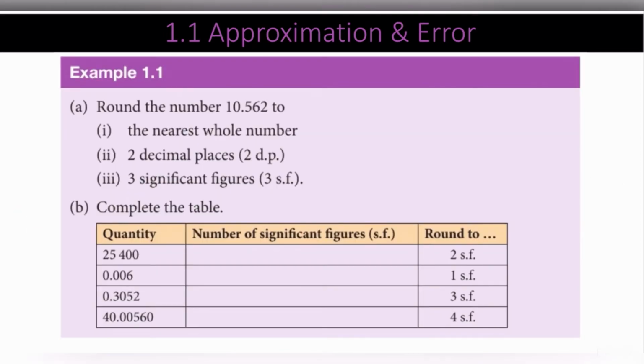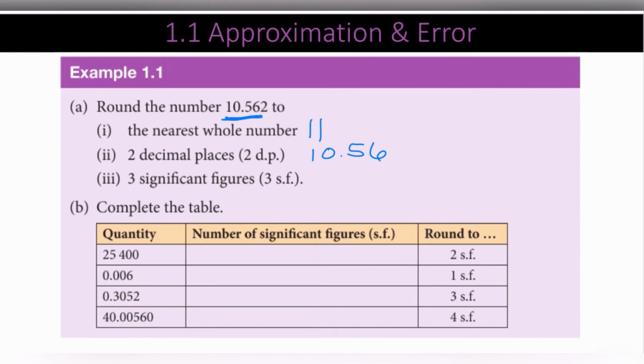Let's look at example 1.1. Round the number 10.562 to the nearest whole number. To the nearest whole number, this is going to either be 10 or 11. Because it's 10.5, then that means that to the nearest whole number it's going to be 11. The second one says to 2 decimal places. You're only rounding to 2 decimal places. So you take a look at 10.56. It's either going to stay 10.56 or become 10.57. The number next to the 6 is 2, so it's going to stay 10.56.